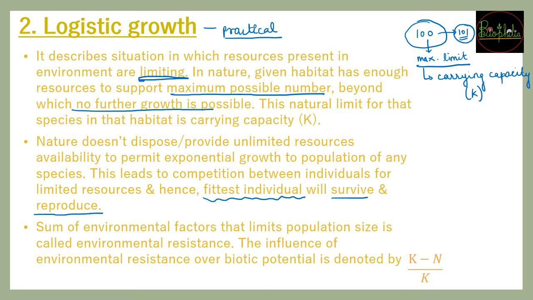So because nature has limited resources, the fittest individual is going to survive and reproduce. So how is this fittest individual understood? It is understood by the environmental factors. For example, environmental factors can be very high heat, very heavy rain, or different kinds of food scarcity and water scarcity. All such environmental factors can limit the population size, and that is called environmental resistance, which is going to affect different kinds of populations, and that can be denoted by K minus N by K. So that is about logistic growth, which is a much more practical or real type of growth model.